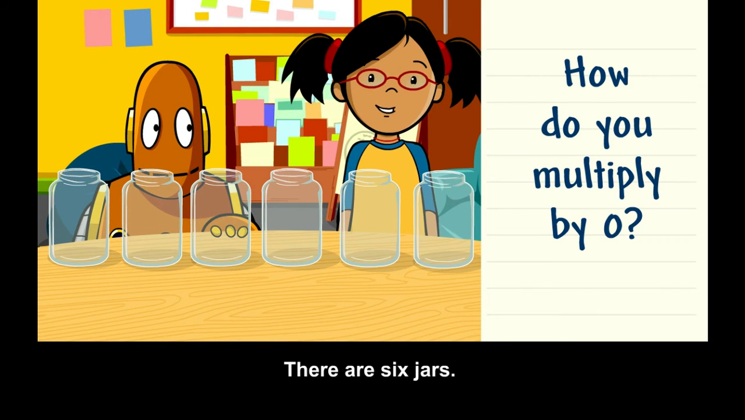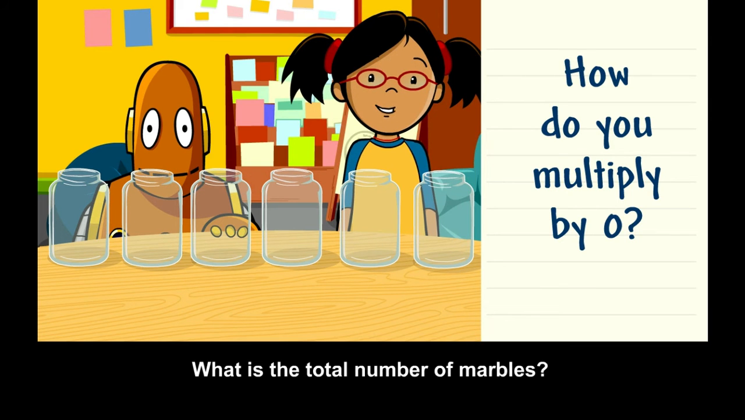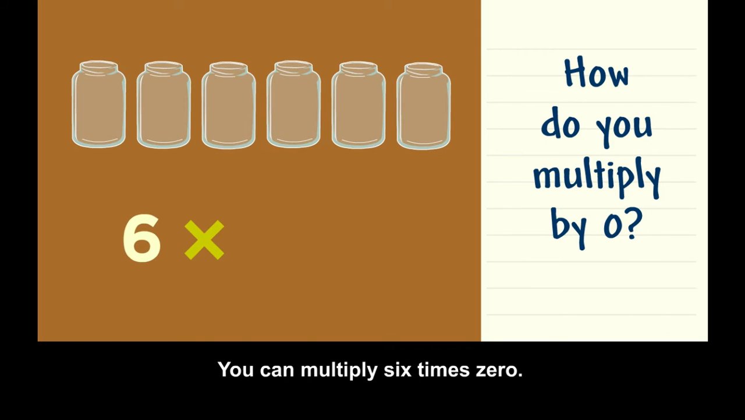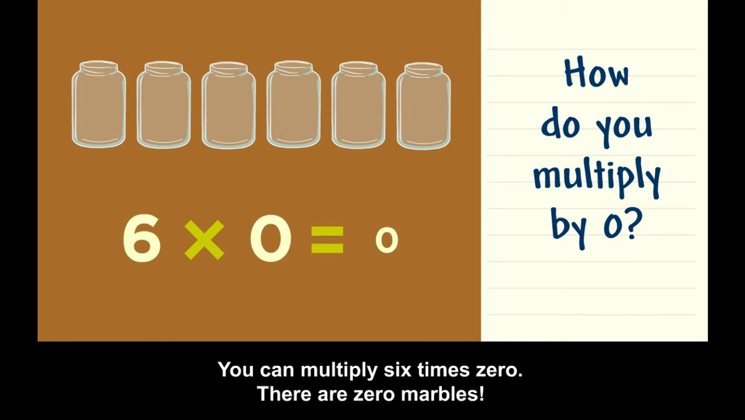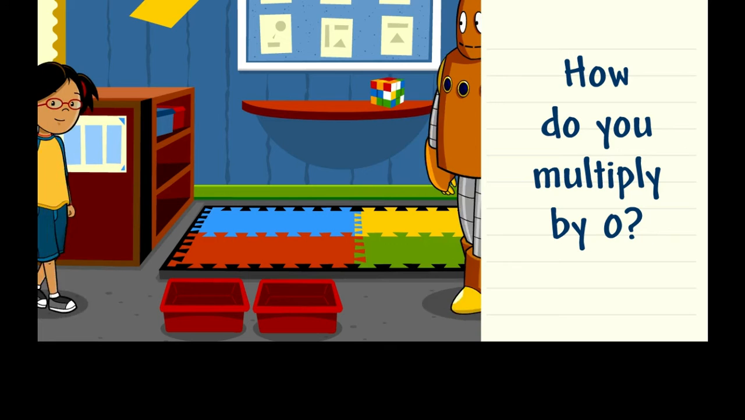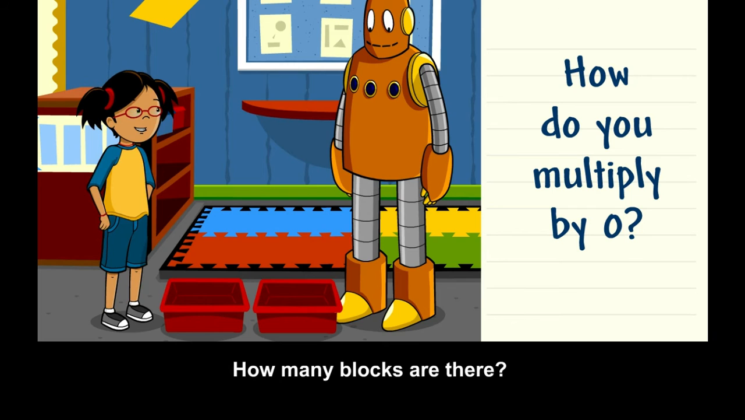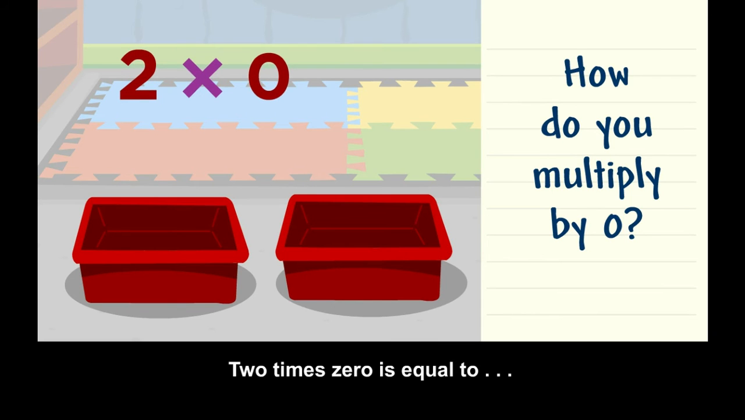There are 6 jars. Each jar has 0 marbles. What is the total number of marbles? You can multiply 6 times 0. There are 0 marbles. There are 2 bins with 0 blocks. How many blocks are there? 2 times 0 is equal to 0.